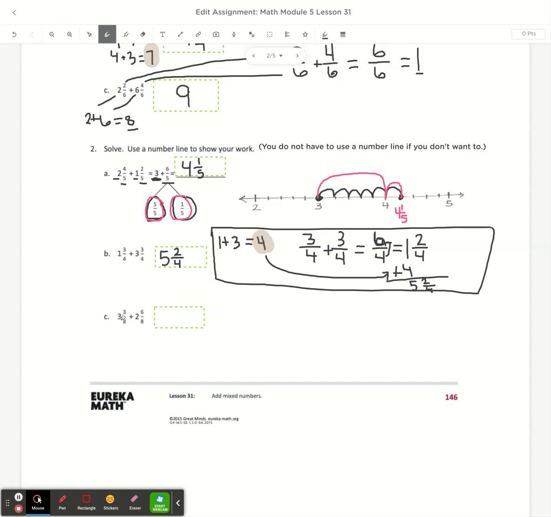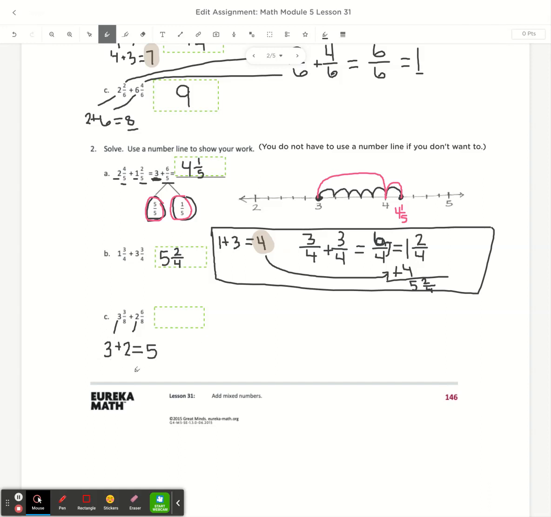Okay, let's keep on going. So part C, we have 3 and 3/8 plus 2 and 6/8. So again, I'm going to start off by adding the whole numbers together. So I am going to do 3 plus 2. And I know that 3 plus 2 is equal to 5. So I added my whole numbers together.